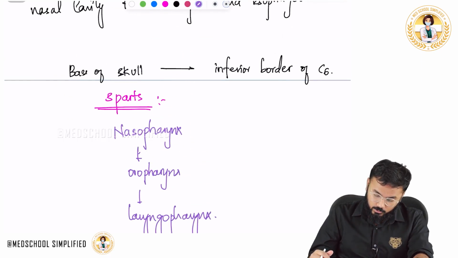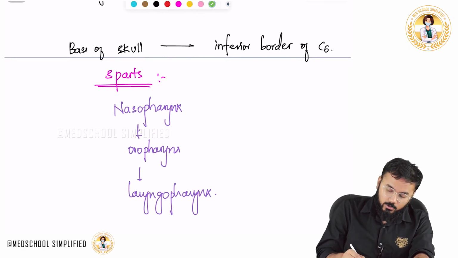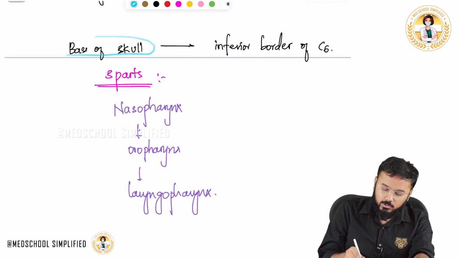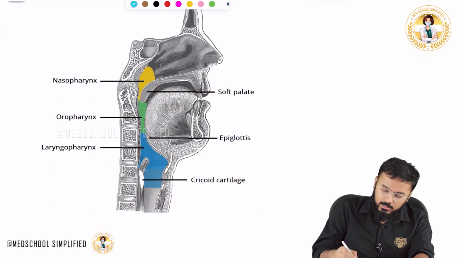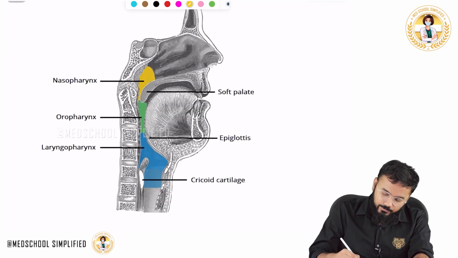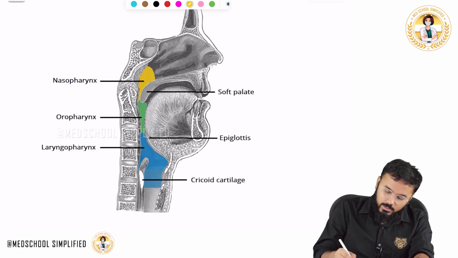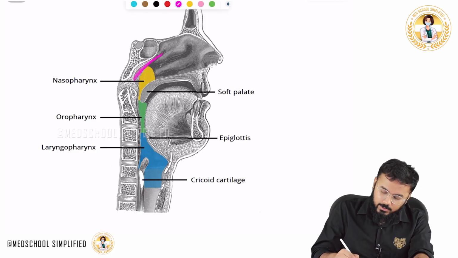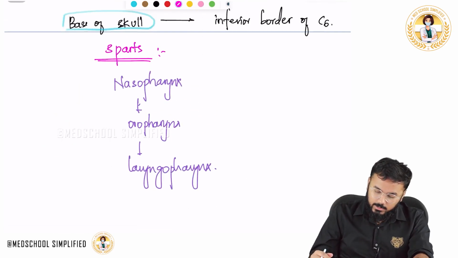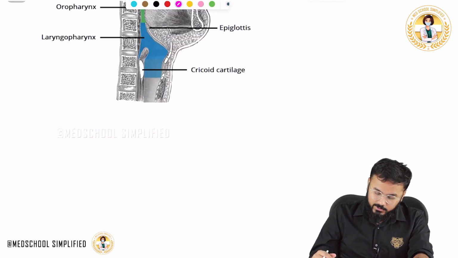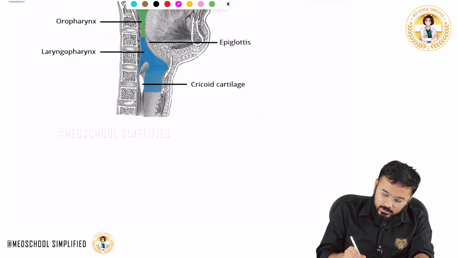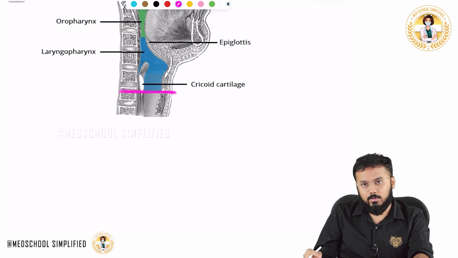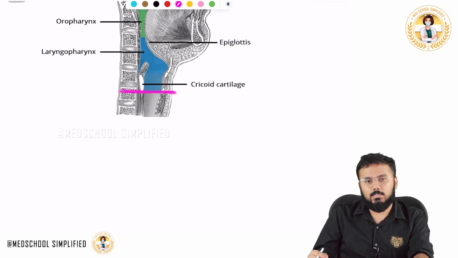Okay. So what did I tell you? I told you pharynx ranges all the way from the base of the skull. Where is the base of the skull? See, this part over here is your base of the skull. So all the way from the base of the skull till where? Inferior border of C6. So this is your C6. So this is how the pharynx is arranged.